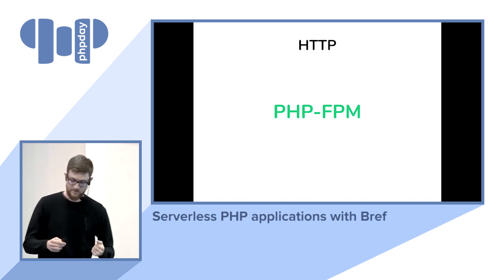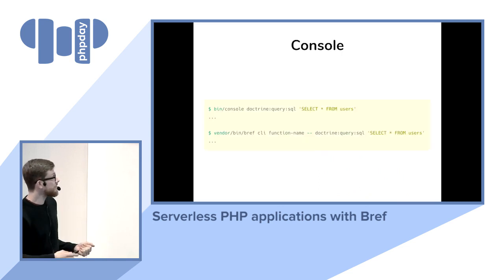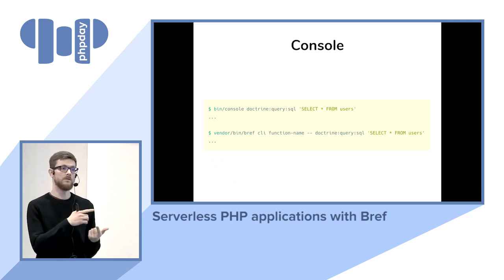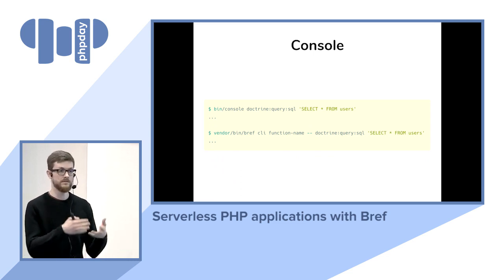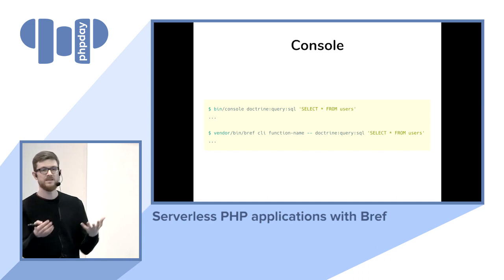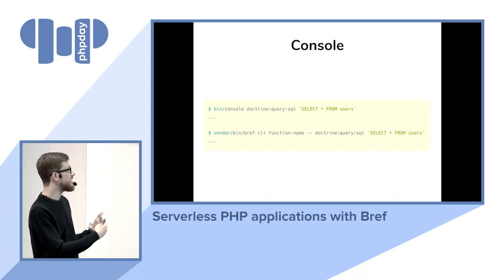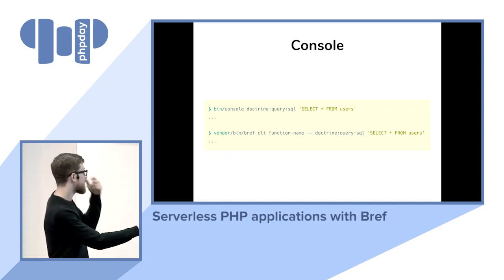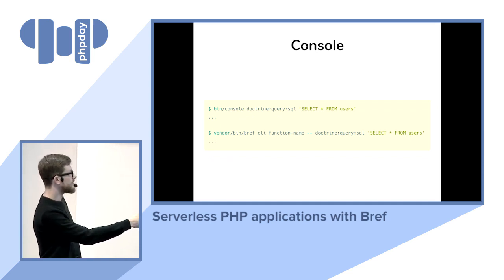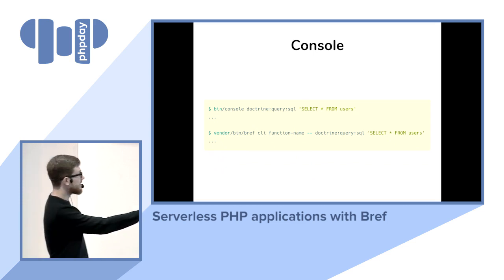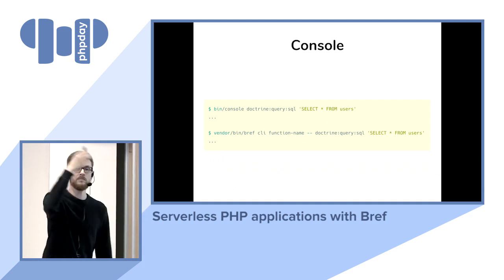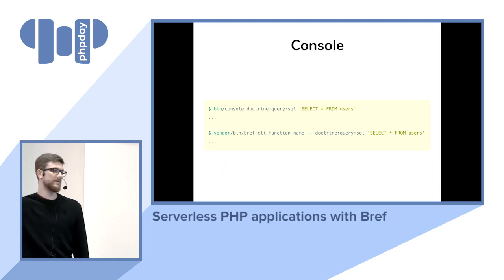So that's really great. And finally, you have the console runtime, which lets you run Symfony console or Laravel Artisan or any other kind of not binary, but a PHP script in a Lambda. Let's take, I don't know if you can read it, maybe that's not big enough, but it's a Symfony console command to run a Doctrine query. And you can take the same command and run it with Bref in a Lambda, in production or in staging or whatever you want.